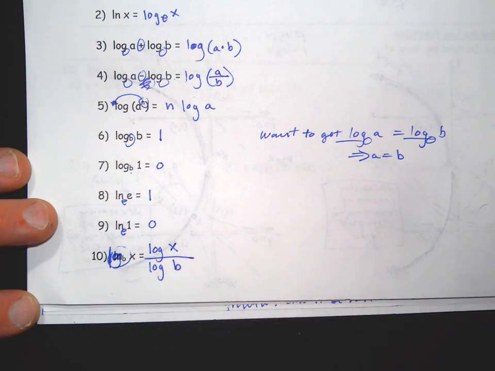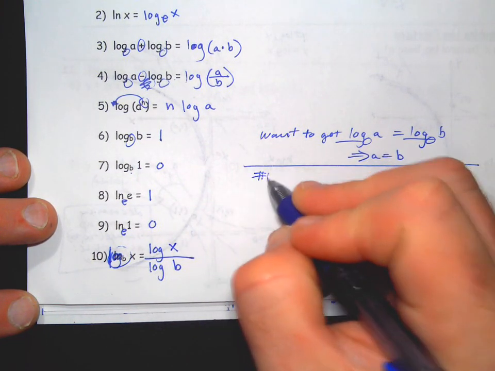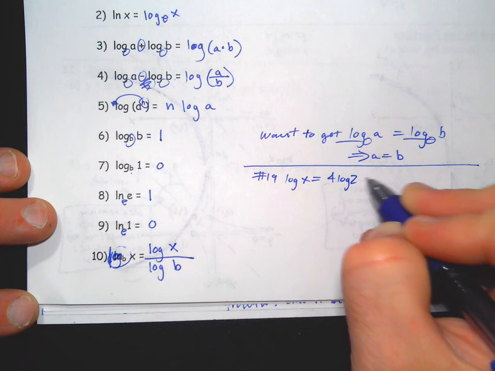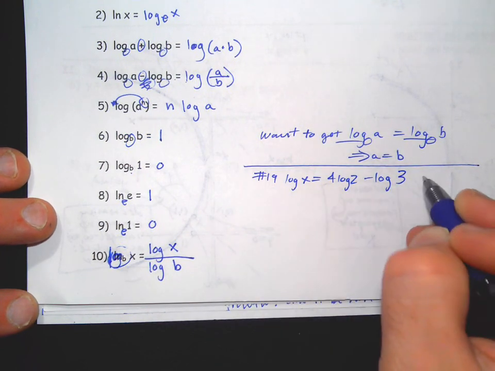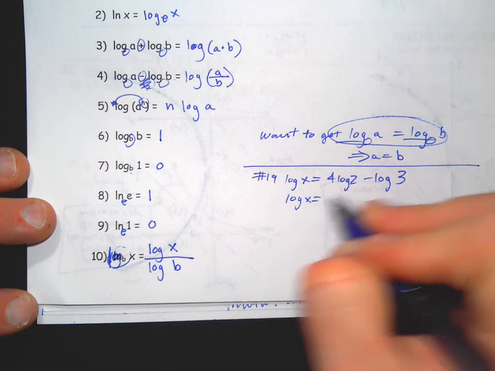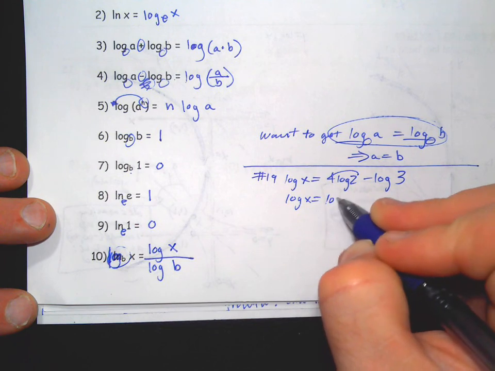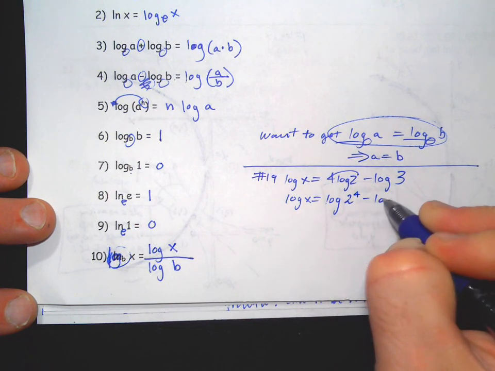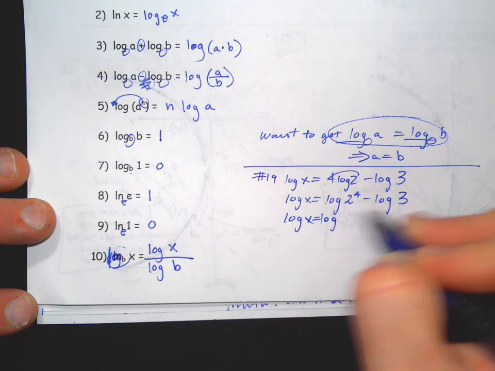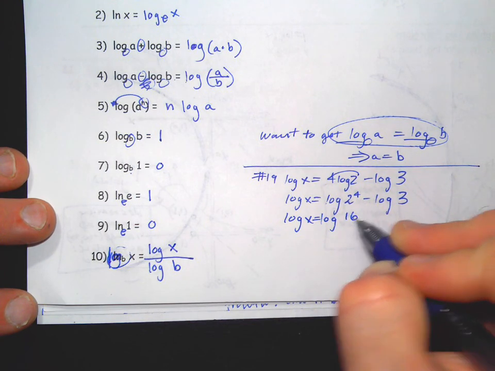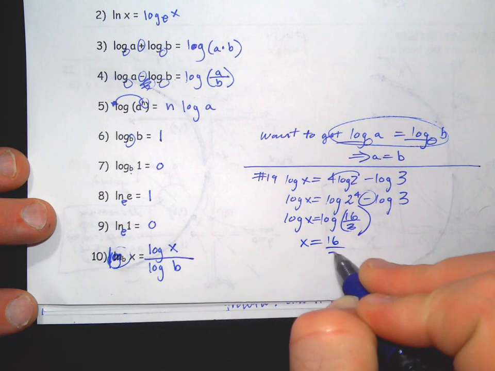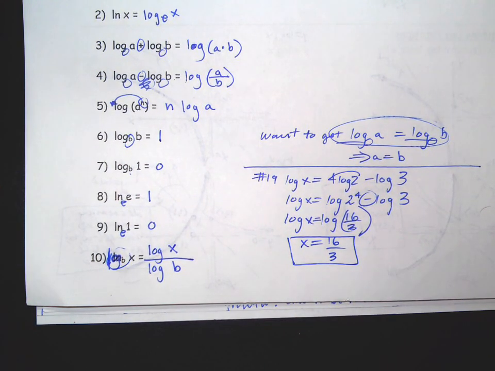So as an example, on tonight's homework number 19, looks like this. Now, you see a bunch of logs, so you want to eventually get to a single log equals single log. So you got to use some of these rules. Now you got to bring this inside first, 2 to the 4th. And now you can combine those two logs together into a single log. This is going to be 16 divided by 3 because it's minus. Now you can set the insides equal to each other.